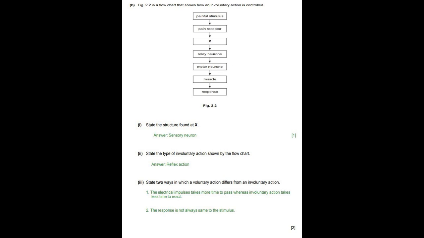State two ways in which a voluntary action differs from an involuntary action. So the first point is the electrical impulses take more time to pass, whereas involuntary action takes less time to react. Second point is the response is not always the same to the stimulus.